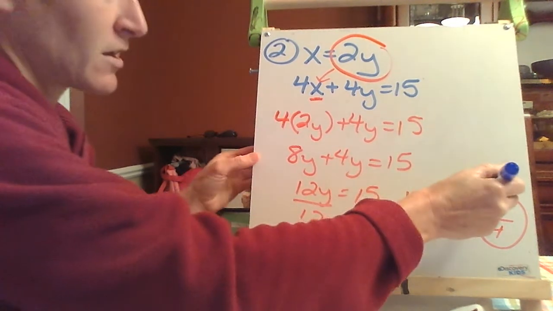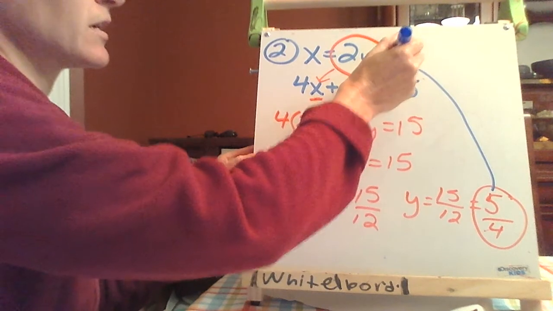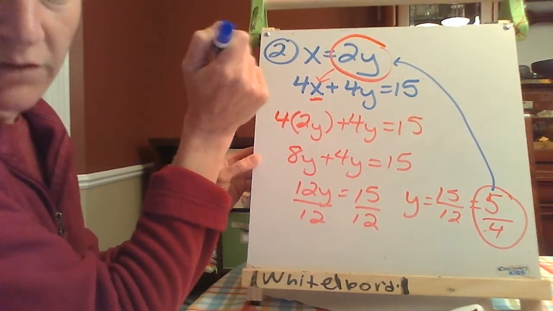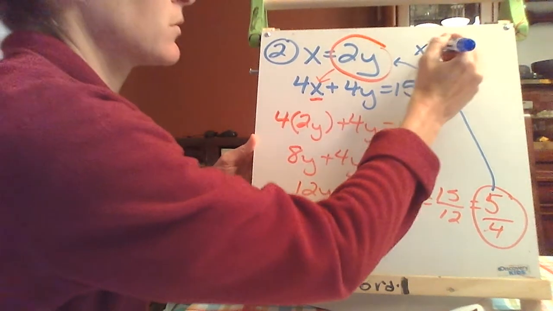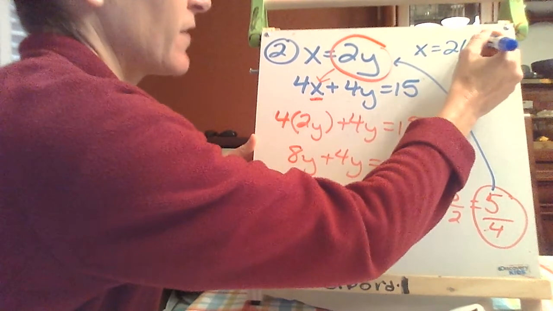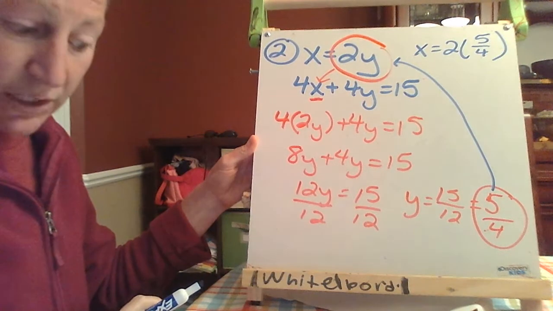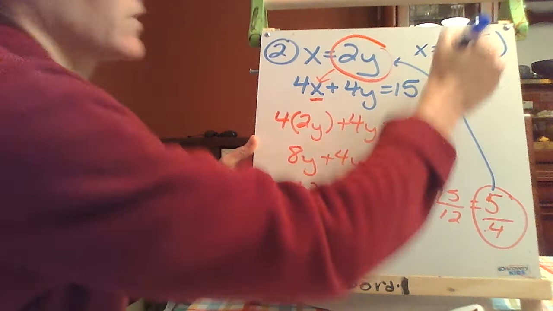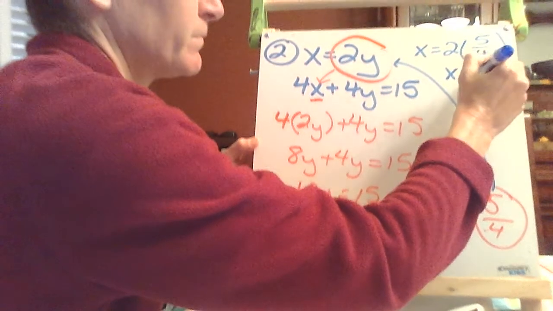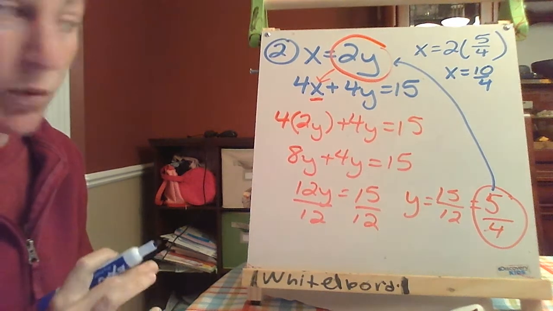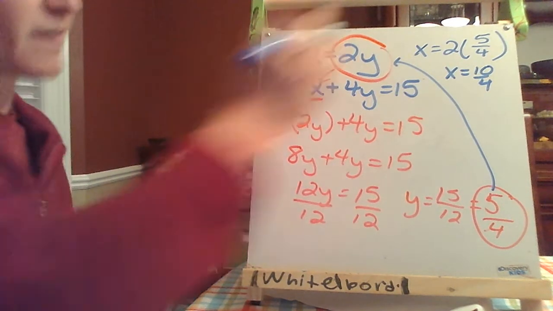Take this back up here in place of y in the circled stuff. It always goes in the circled stuff. So x equals 2 times 5/4. When we multiply in our calculators, we get 10/4, which you can simplify as well for your x value to get 5/2.